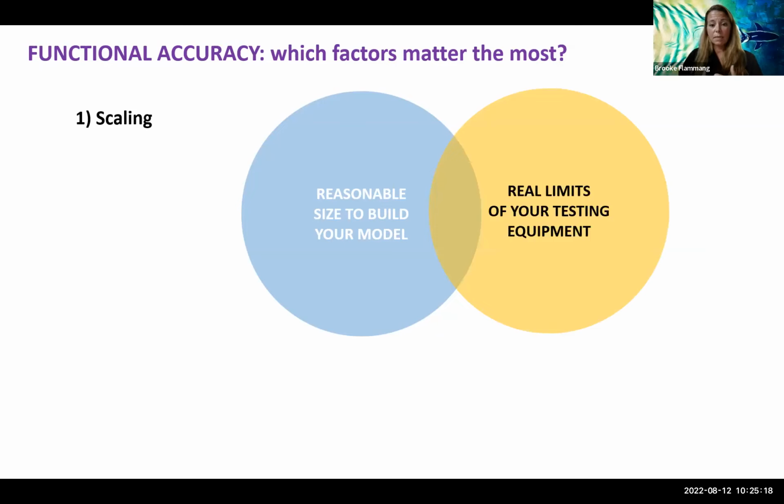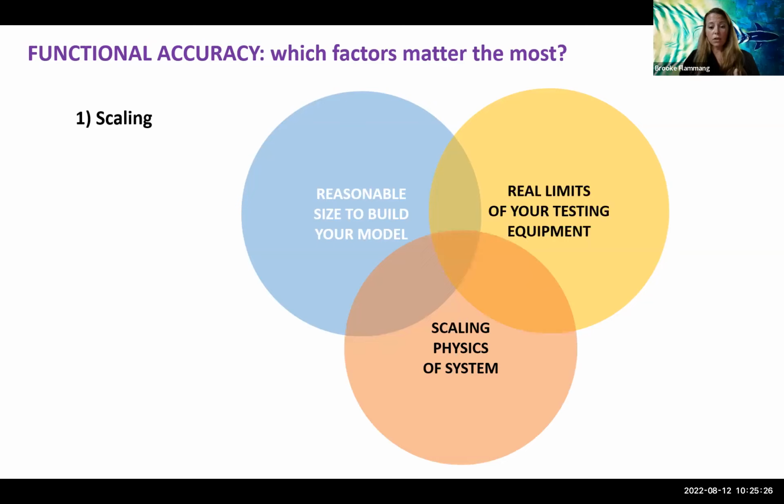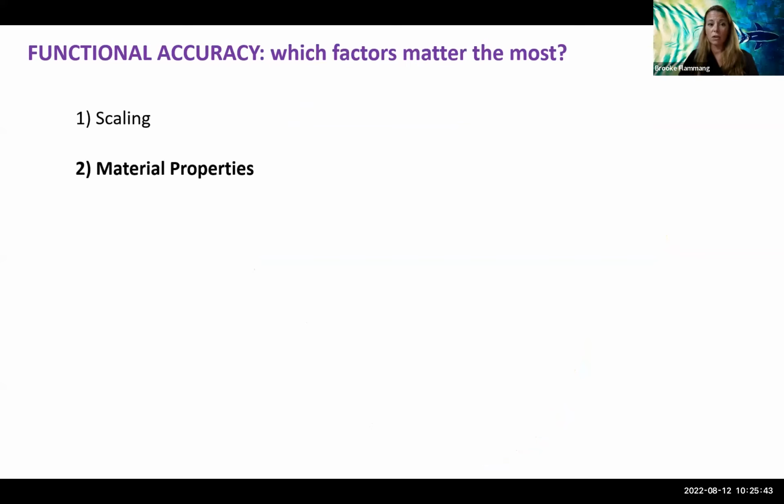That also relates to the limits of your testing equipment and what you can reasonably test in the physical environment that you have available to you. In addition, there are the laws of scaling of the physics of the system that are going to have some effect on the size of the thing you can build, the speeds at which it can move, and the forces that you're going to be trying to measure. Considering all those ahead of the game allows you to not have to go back and change things as much after you've already started building.